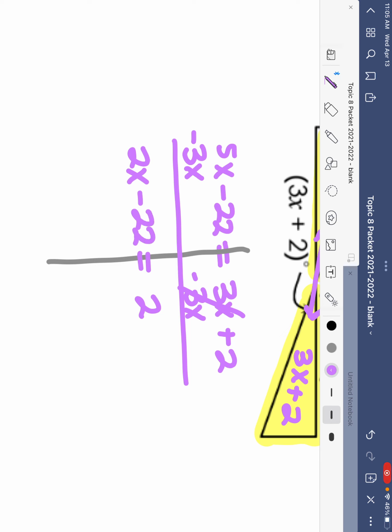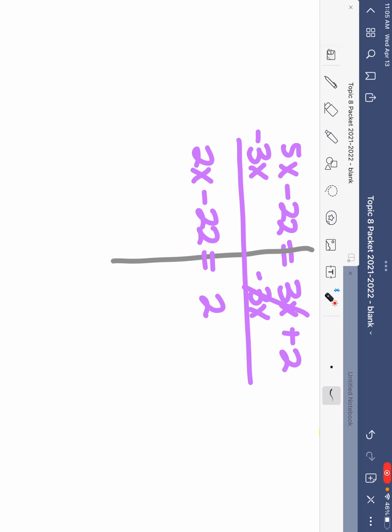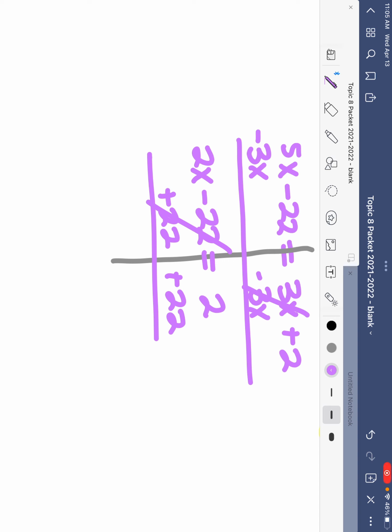Now, this right here is a normal two-step equation. I'm trying to get this x by itself, and I need to undo the thing farther away from the x first. That means I need to undo that negative 22 first. Well, negative 22, to undo that, I'm going to add 22. So I'm adding 22 to both sides. My 22's cancel out, and I've got 2x equals 22 plus 2 is 24. Now to get this x by itself, we divide by 2 on both sides. So x equals 12. And that is my answer.